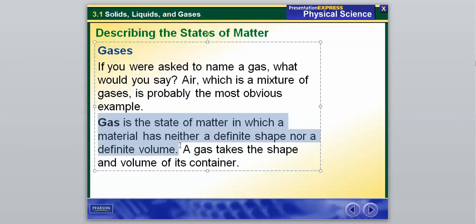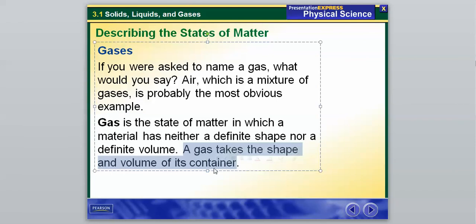So it's similar to a liquid in that it does not have a definite volume, but it's different from a liquid in that it does not have a definite shape either. So a gas will take the shape and the volume of its container. No matter what you put a gas in, it's going to take the shape of it, similar to a liquid like we said, but its volume will vary depending on what you put it in.